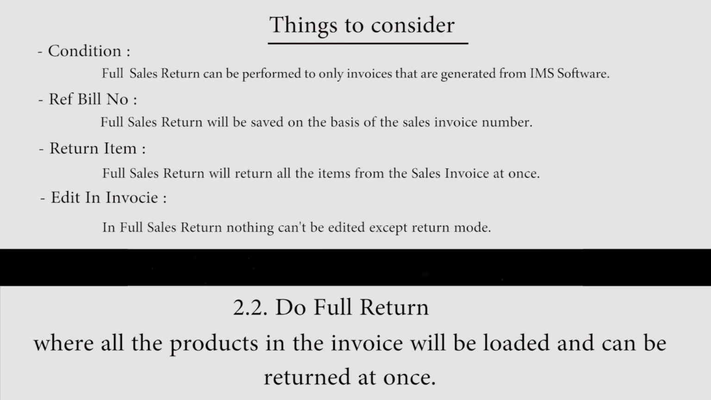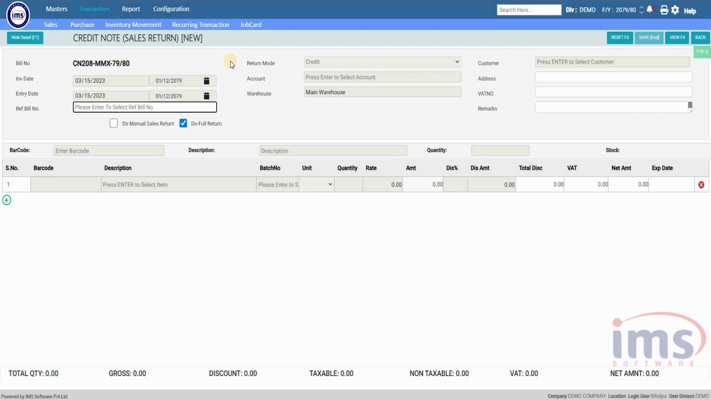Now let's look into the second type of credit note, which is to do a full return, where all the products in the invoice will be loaded and can be returned at once. After that, let's look into the credit note page, where Do Full Return has already been selected as your default credit note type. We will continue with it.